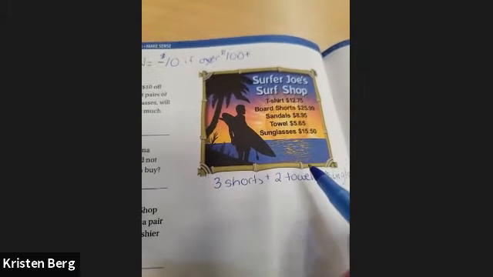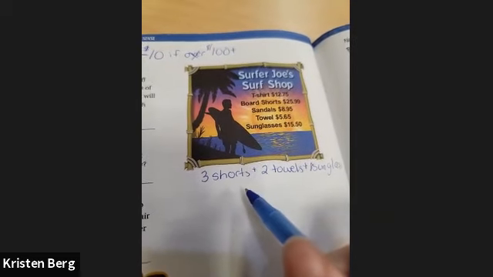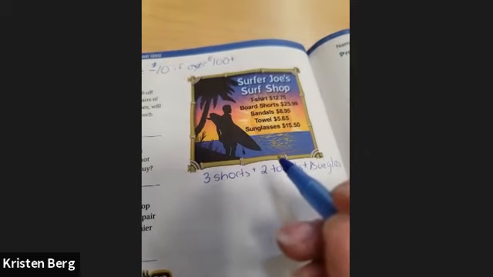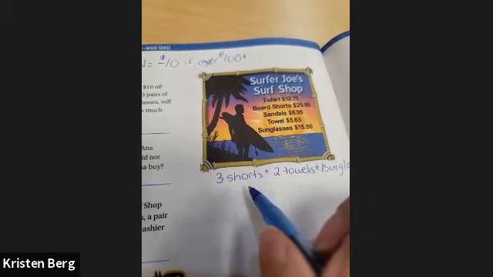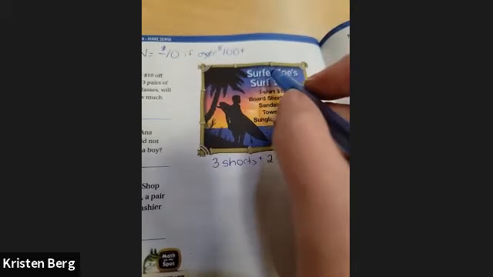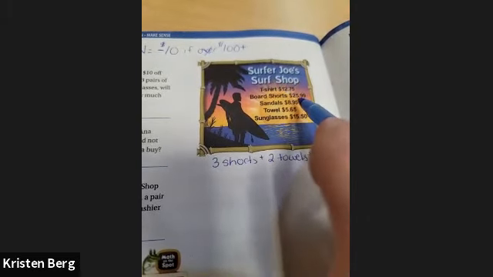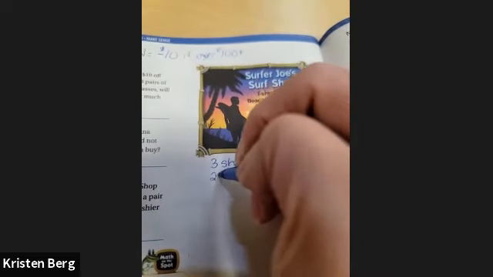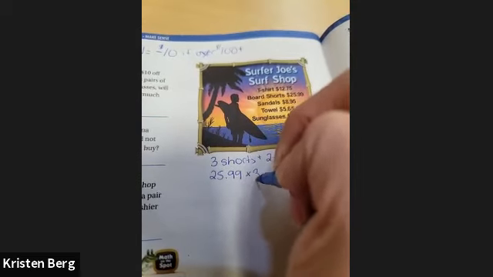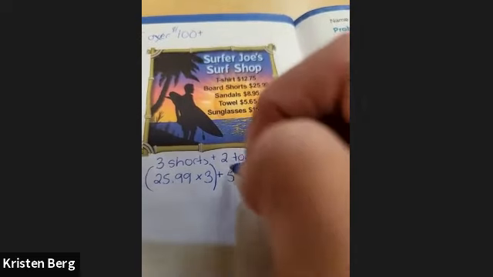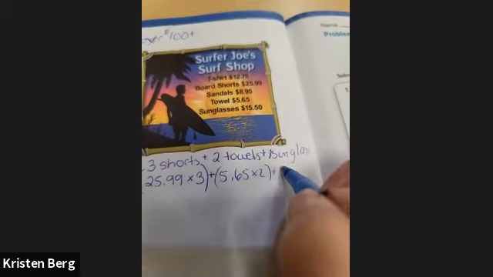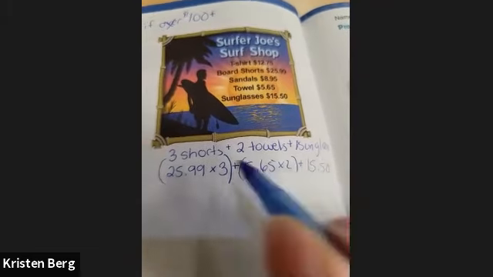All right, so in this case, now we're going to figure out whether he spent enough to get to that $100. So here we go. In order to do this, we first should go and see everything that he has here. So 3 board shorts is $25.99 times 3 plus 2 towels. So that would be $5.65 times 2 and then plus a pair of sunglasses, which is just $15.50. So we hope that this comes out to be $100 or more. So here we go.